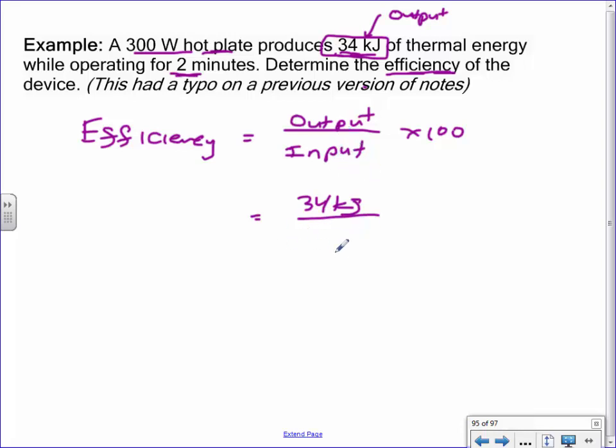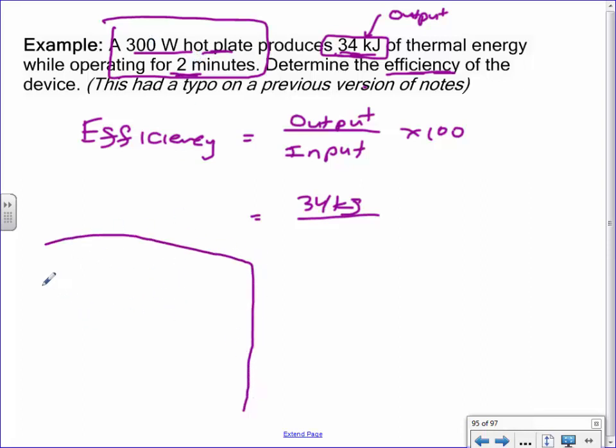However, we have to figure out how much energy we paid for. And we have to pay for energy based on the fact that we ran a 300-watt hot plate for 2 minutes. So I'm going to do a second formula off to the side here. The other formula is that the amount of energy you use is equal to your power times time.